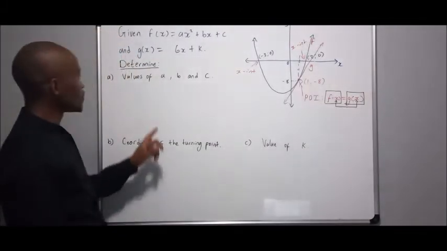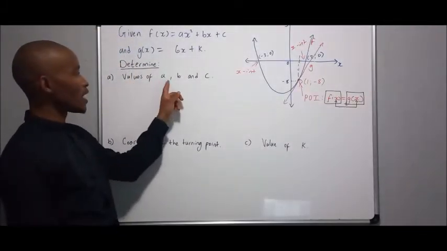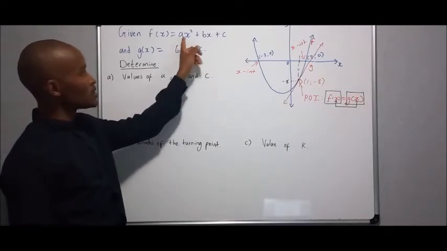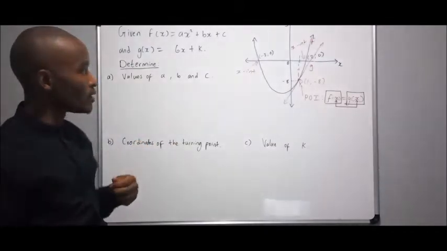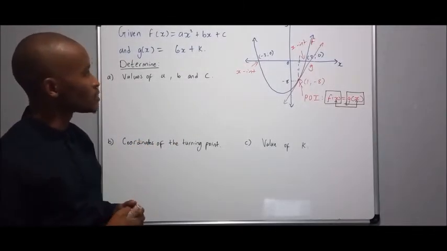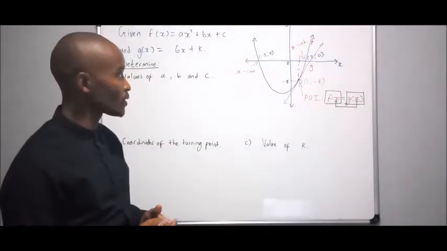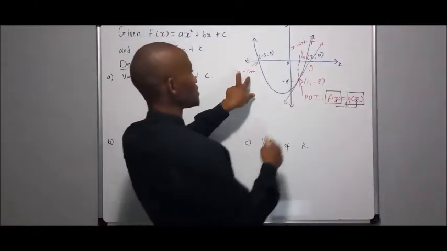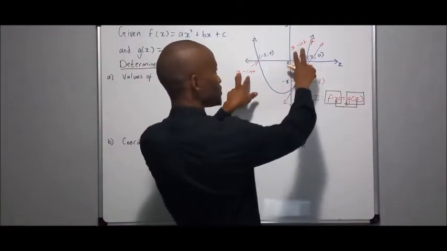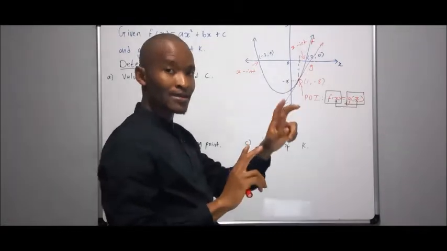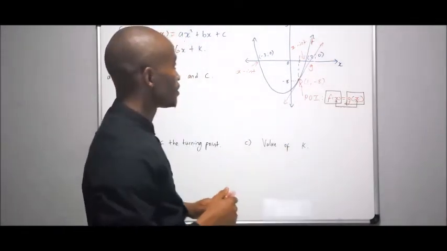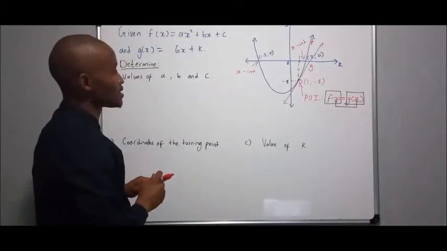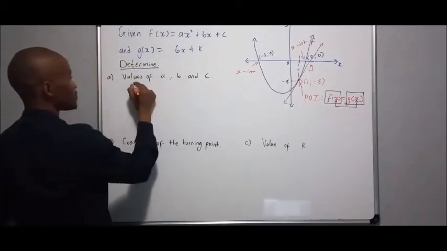Now look at the very first question. Determine the values of a, b, and c. These are the constants in the parabola. Which method can we use here? We're given the x-intercepts, so the x-intercept format of the parabola can help us here. All right, so let's write it in x-intercept format.